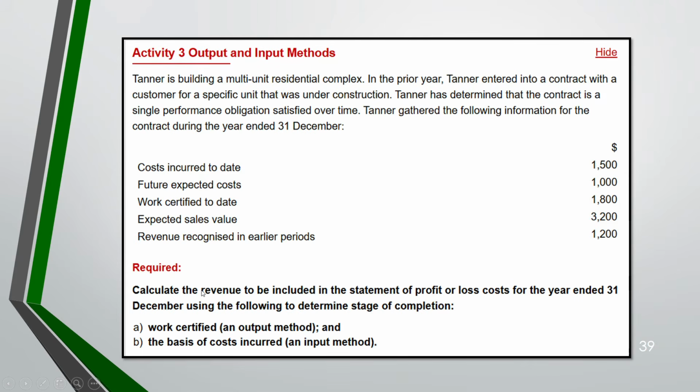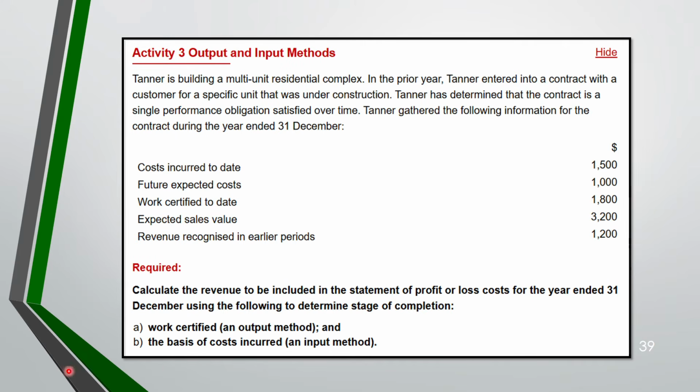Now, activity 3. In activity 3, you have to use both methods and recognize revenue. You have to calculate revenue to be included in your statement of profit and loss using work certified, that is the output method, or on the basis of cost, that is the input method. It is the same question. The entity is building a multi-unit residential complex, giving a specific unit to a customer, and this is a single performance obligation satisfied over time. Cost incurred to date, future expected cost, work certified to date, expected sales value, and revenue recognized in earlier periods have been given.